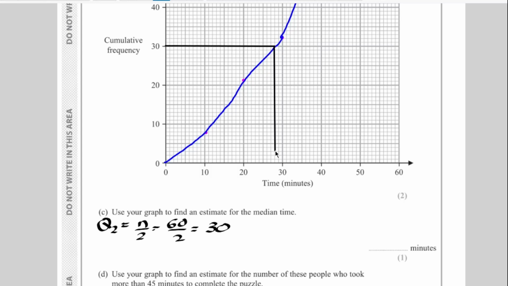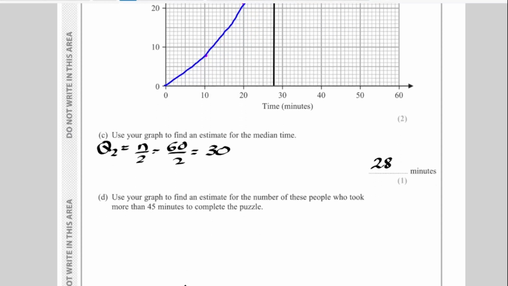And come all the way down. So the reading is 28. Then my answer for the median is 28, which is 28 minutes. So the answer script, the answers 27 to 28 expected. Accepted.